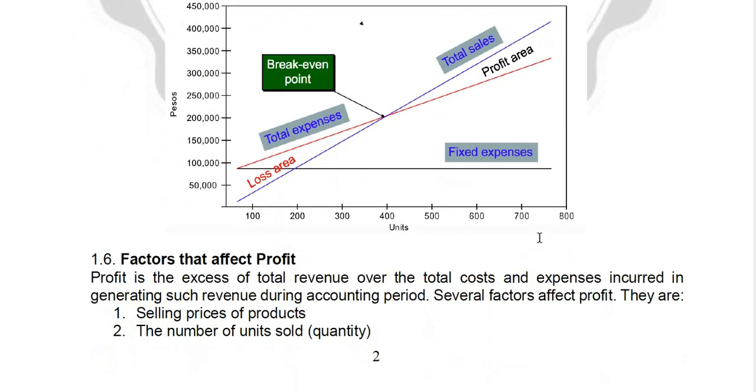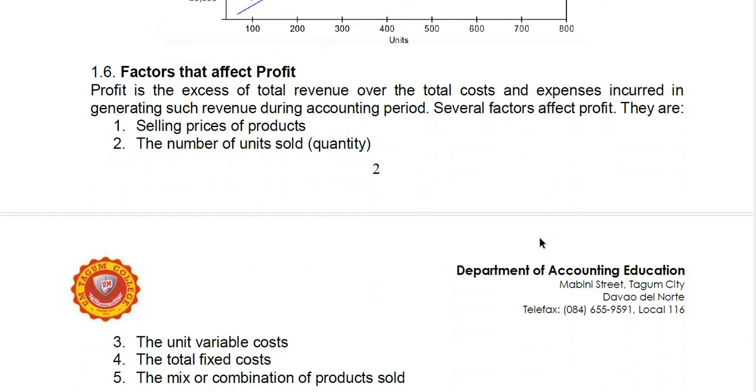Okay, so what are the factors that affect the profit? So, ano yung mga factors na naka-affect ng profit daw? So, as we know that profit is excess, no? Or the net amount after deducting your total cost and expenses from your total revenue. So, what are the factors affecting the profit?